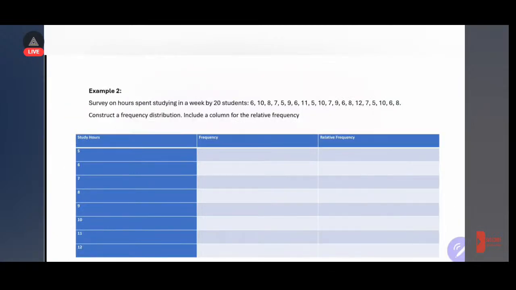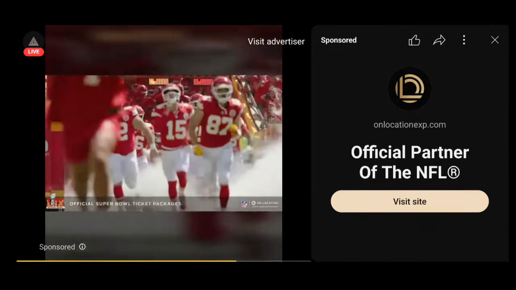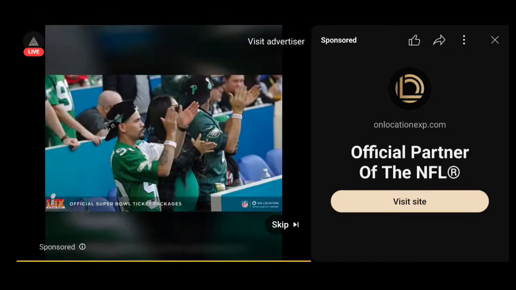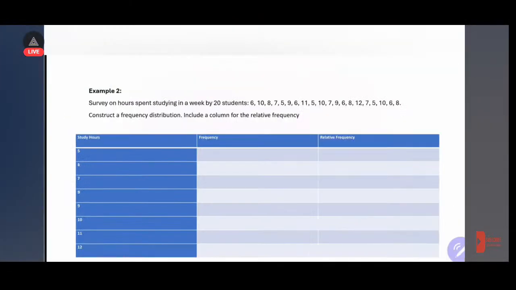Number 2. We have surveys on hours spent studying in a week by 20 students. So we have the data values given to us. And our objective is to construct the relative frequency distribution. Okay? This is our objective.